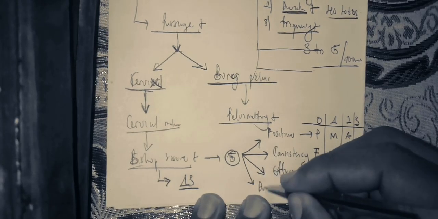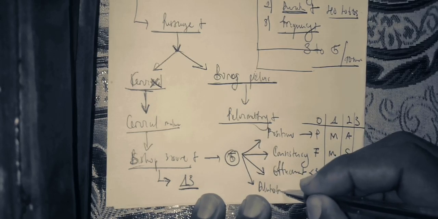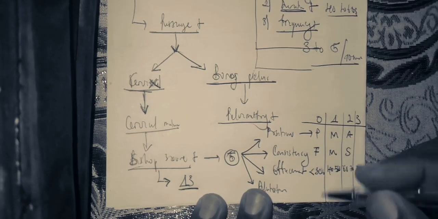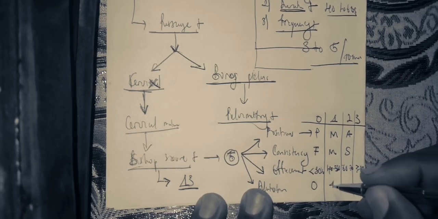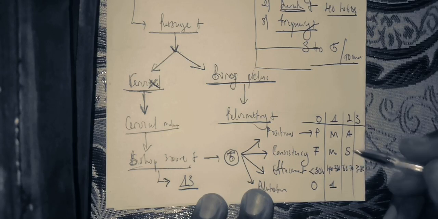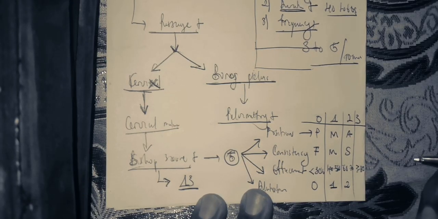Now the next one is the dilatation. Is it clear? Generally, if the cervix is closed, it is 0. If it is 1 centimeter dilated, it is 1. If it is 2 centimeters dilated, it is 2.